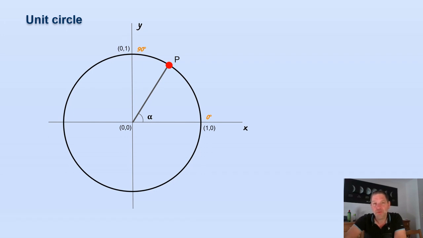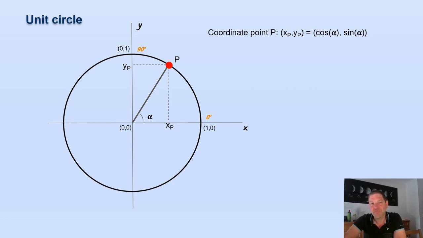In order to find the coordinates of P, we look at its components again. First the xP and the yP. The xP can be calculated by taking the cosine of this angle alpha, and for that you just use your calculator, as we'll see in the examples later in this video. And the yP, you take the sine of the angle alpha.